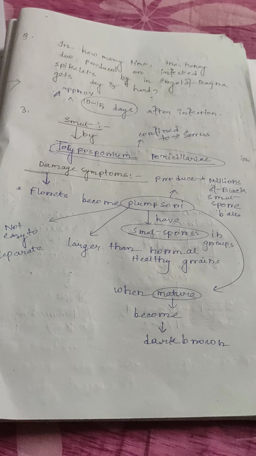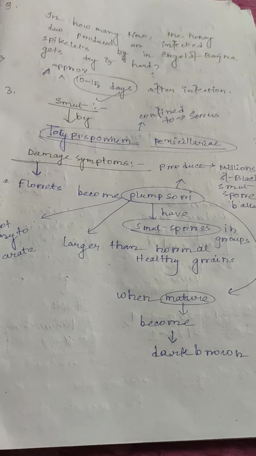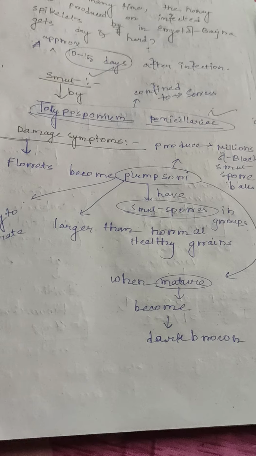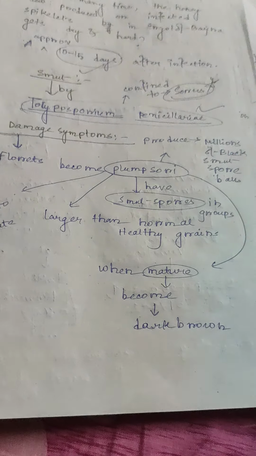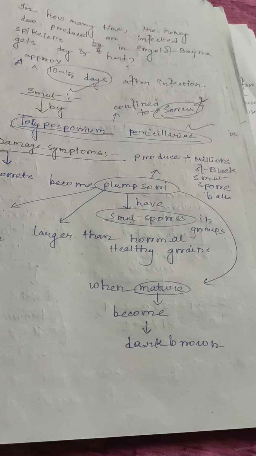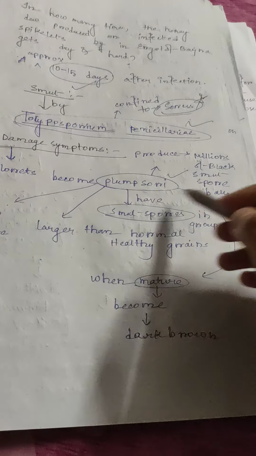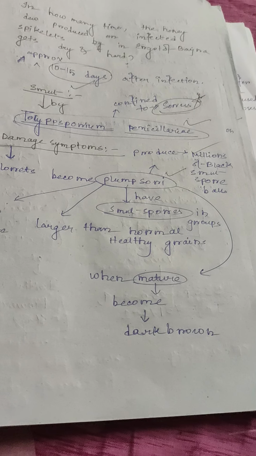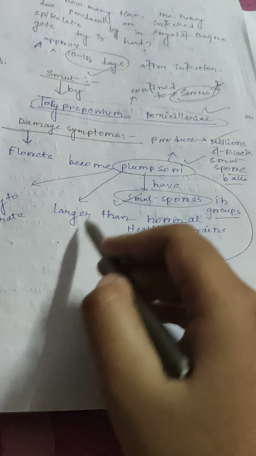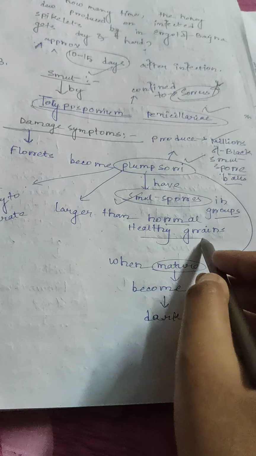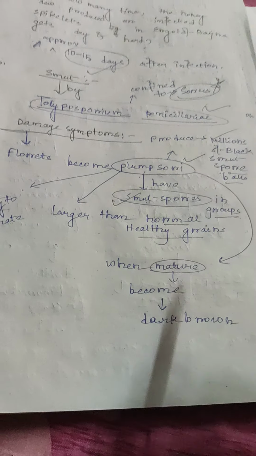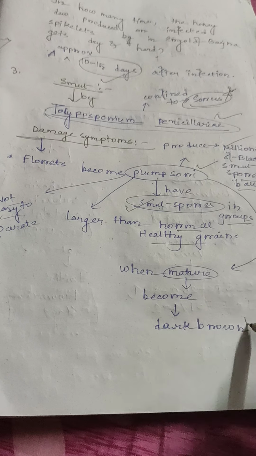The third disease of bajra is the smut. Smut disease is caused by Tolyposporium penicillariae. Tolyposporium penicillariae is confined to the sorus. Damage symptoms: florets become plump sori. These plump sori produce millions of black smut spore balls. Plump sori have smut spores in groups. These plump sori are larger than the normal healthy grains of bajra. These plump sori are not easy to separate. When these plump sori become mature, they become dark brown in color.